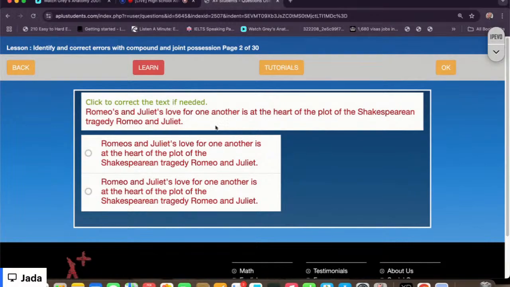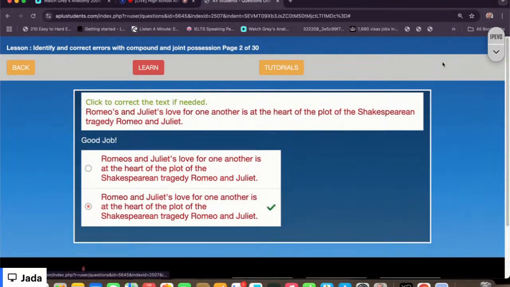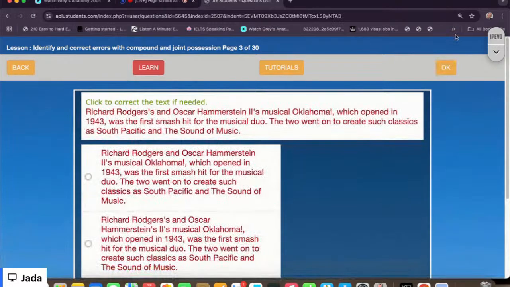So, Romeo's and Juliet's love for one another is at the heart of the plot of the Shakespearean tragedy Romeo and Juliet. So what is the right one here? What do you think is the right one here? So Romeo and Juliet.